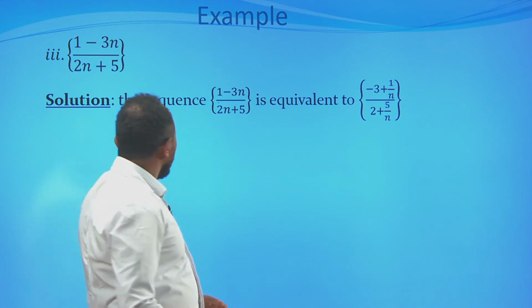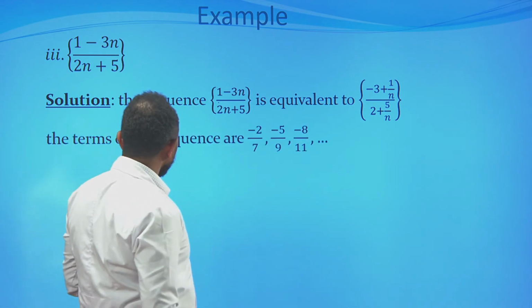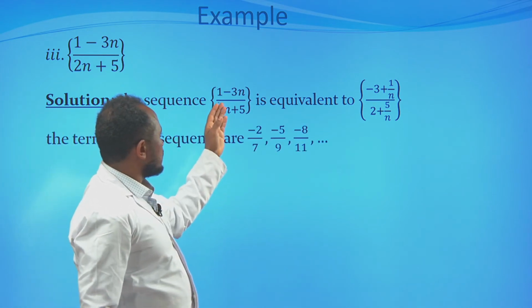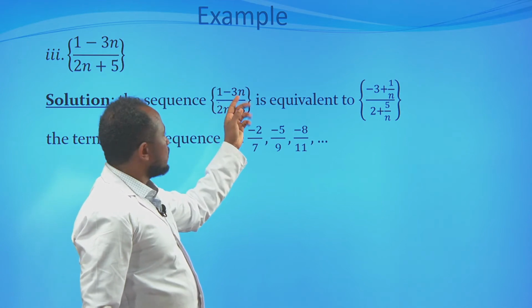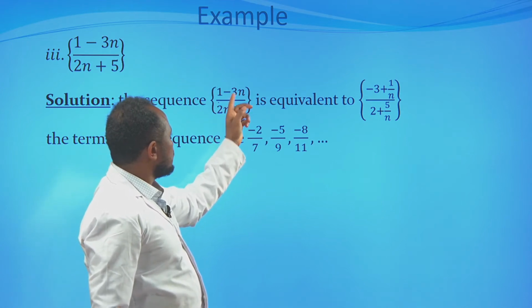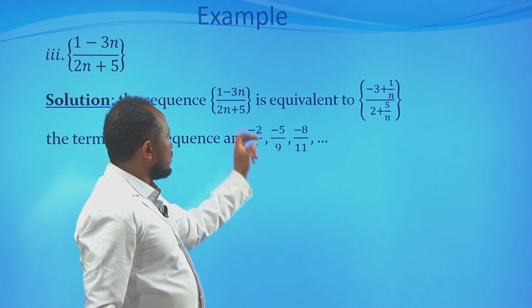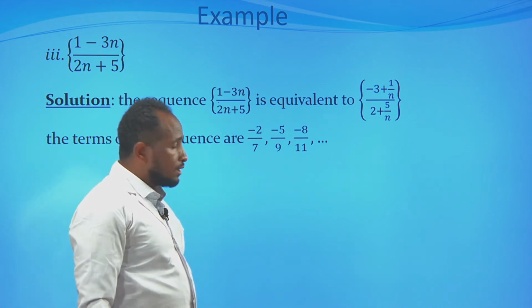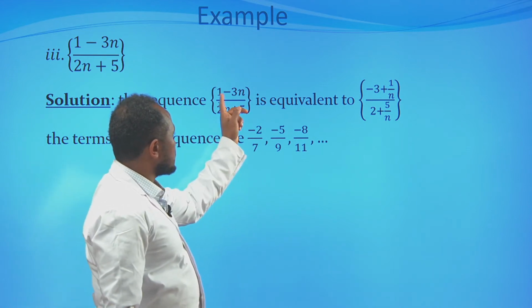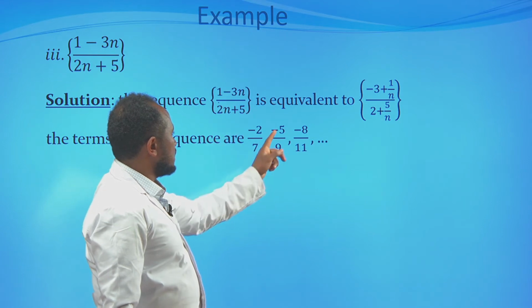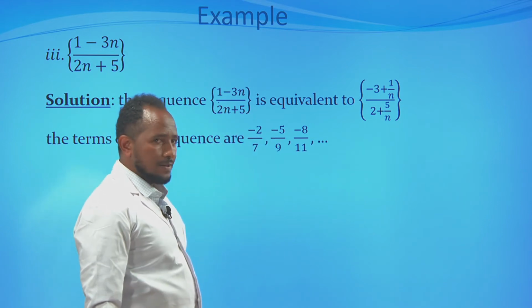So now let's put in some of its terms. The first term we can put here. When you put 1 here, this becomes negative 2 over 7. When you put 2, this becomes 1 minus 6, which is negative 5 over 9. It goes on like this.